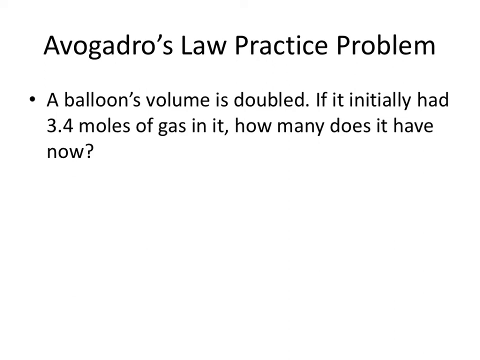So let's try out a problem with this. A balloon's volume is doubled. If it initially had 3.4 moles of a gas in it, how many does it have now? So we're going to follow the same general guidelines that we always do with word problems. We're going to underline the things we know and circle what we're looking for. So we're told the volume is doubled, and it initially has 3.4 moles of gas. And it's asking how many does it have now, so that means we're looking at moles.